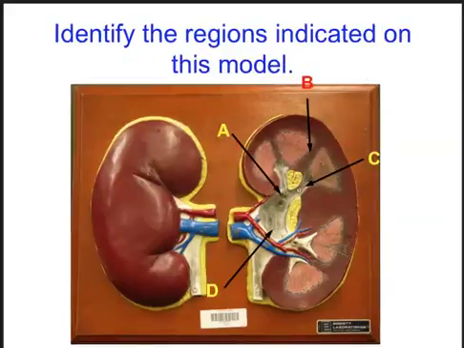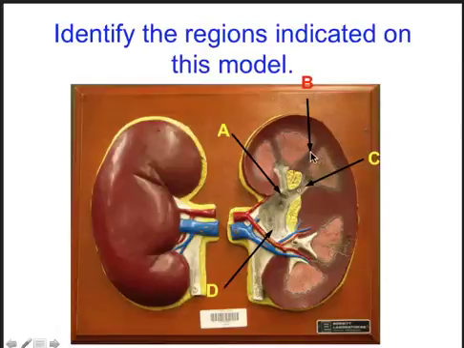Next question, identify the regions indicated on this model. Okay, so let's start with A. A is this small cup-like structure into which the renal pyramids drain. Actually, let me correct that. A appears to be pointing to this little open area right here. This little open area with the holes in it, these are the renal papillae, and this is where the urine comes out and drains into the structure indicated by C here, which is the minor calyx. Minor calyx is Latin for little cup.